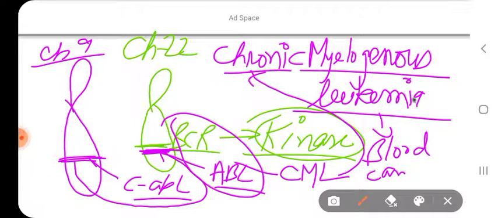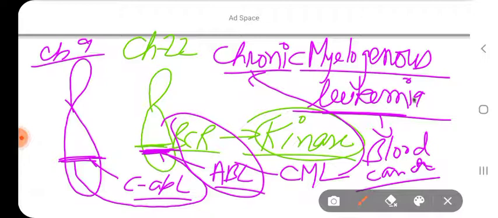So simple translocation can lead to blood cancer between chromosome number 9 and 22. This type of blood cancer will be occurring in your bone marrow. As you can see, in leukemia, the leukocytes will be getting affected. Too much abnormal production of leukocytes, the white blood cells, will be done.